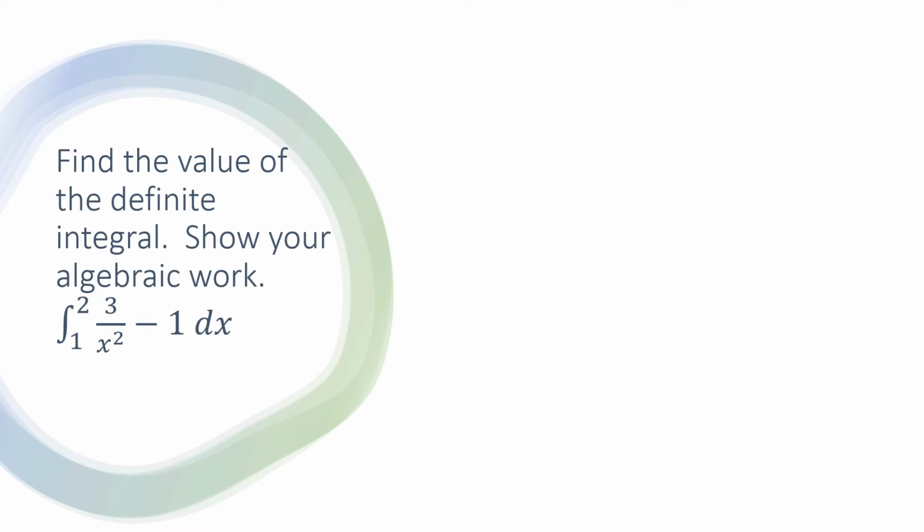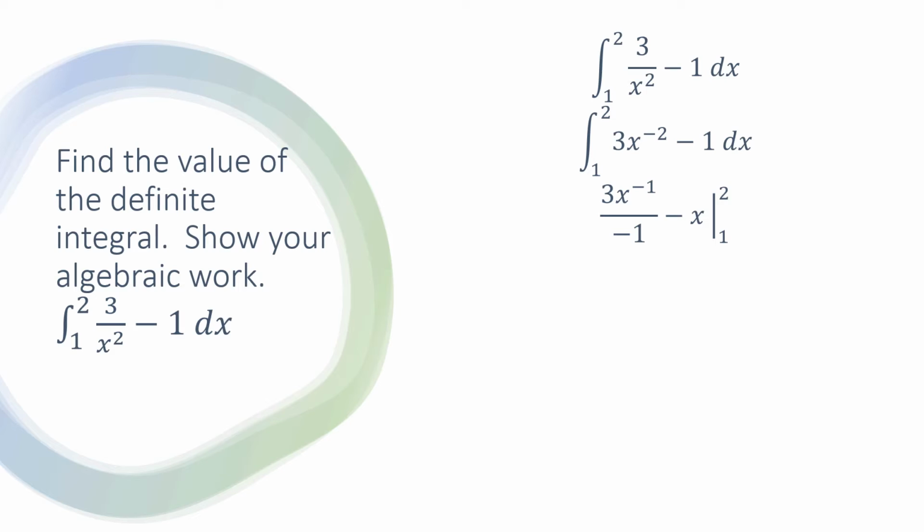All right, so our next example, we have the integral from 1 to 2 of 3 over x squared minus 1 dx. The first thing I would do is rewrite my integral to be 3x to the -2 minus 1 dx. Then I'm going to integrate it, again using my power rule by adding 1 to my exponent and dividing by my new exponent. I have 3x to the -1 over -1 minus x from 1 to 2. Now, before I plug in my bounds, I want to clean this up a little bit just to make my problem easier.